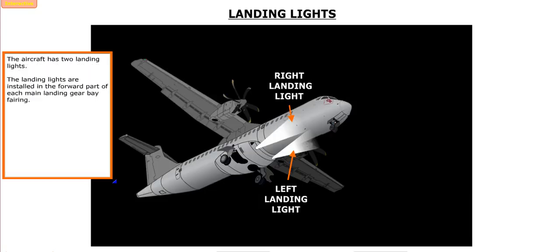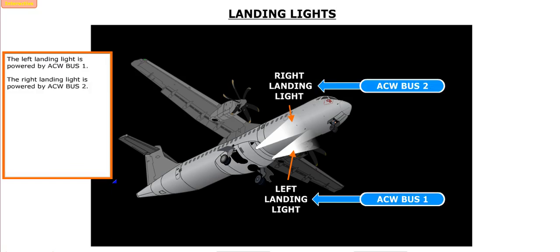The aircraft has 2 landing lights. The landing lights are installed in the forward part of each main landing gear bay fairing. The left landing light is powered by AC Wild Bus 1. The right landing light is powered by AC Wild Bus 2.